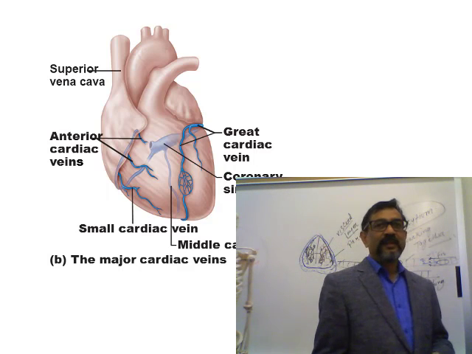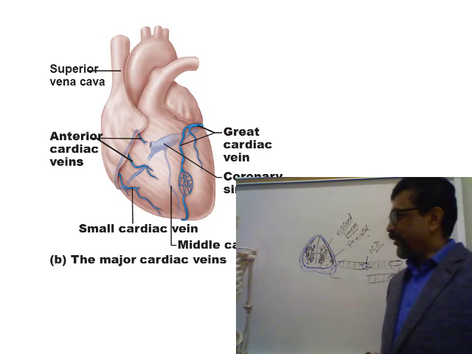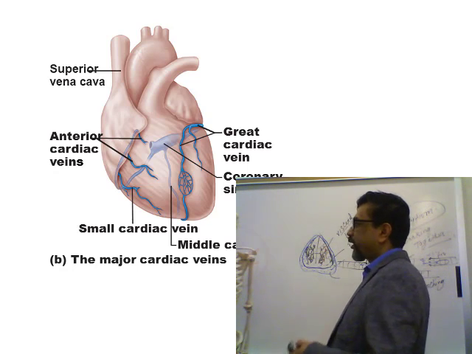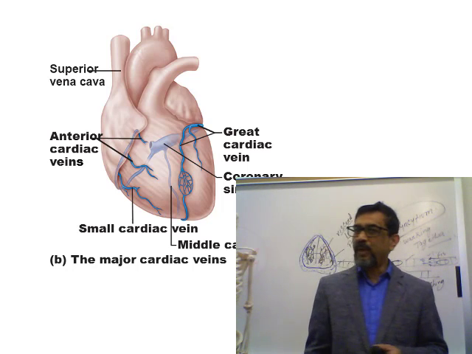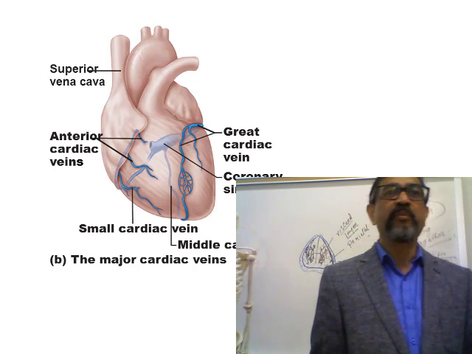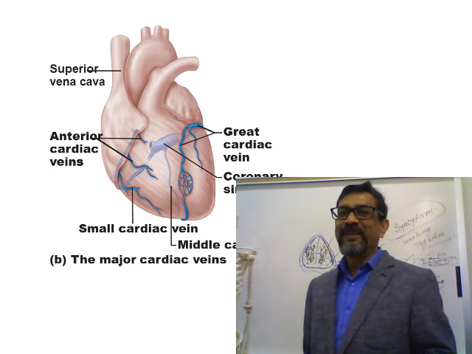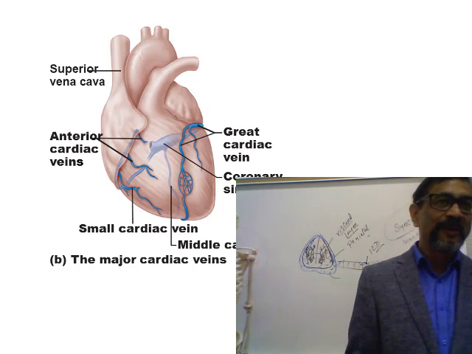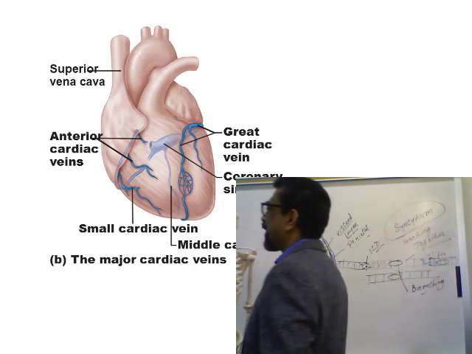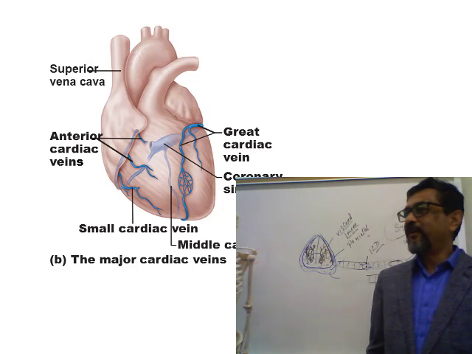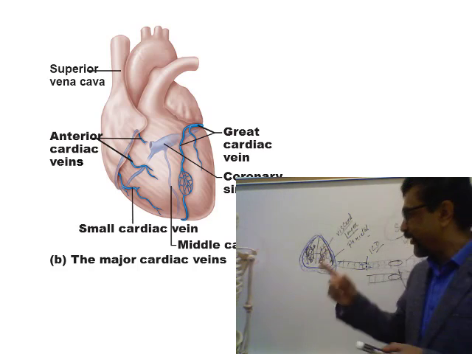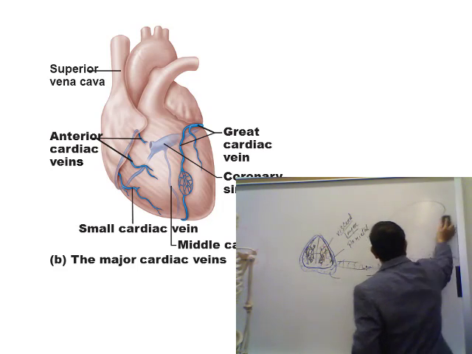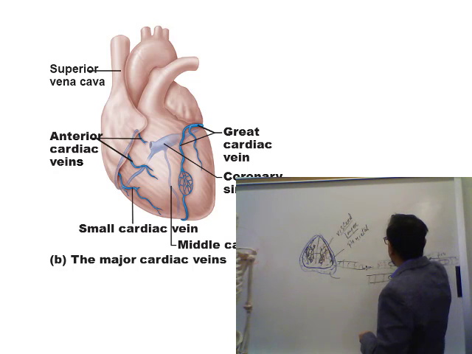Coronary sinus is a short but wide vein in the back of the heart. So most of these veins, you see, small cardiac vein, anterior, great cardiac vein, middle cardiac vein, these veins give blood to the coronary sinus. And then from the coronary sinus blood is given to the right atrium of the heart. Deoxygenated blood goes to the right atrium. So the coronary sinus receives blood from most of these veins.